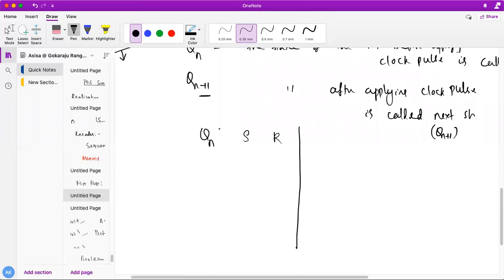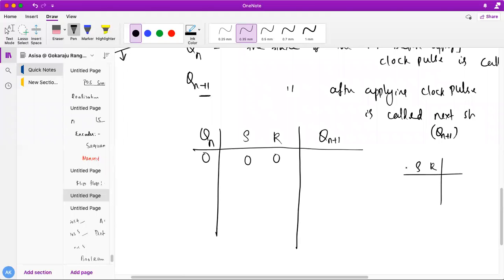Okay, Qn, S and R. What is my next state? Qn plus 1. Let's say Qn is 0 now. If S and R is 0, what will it do? What is the SR truth table?